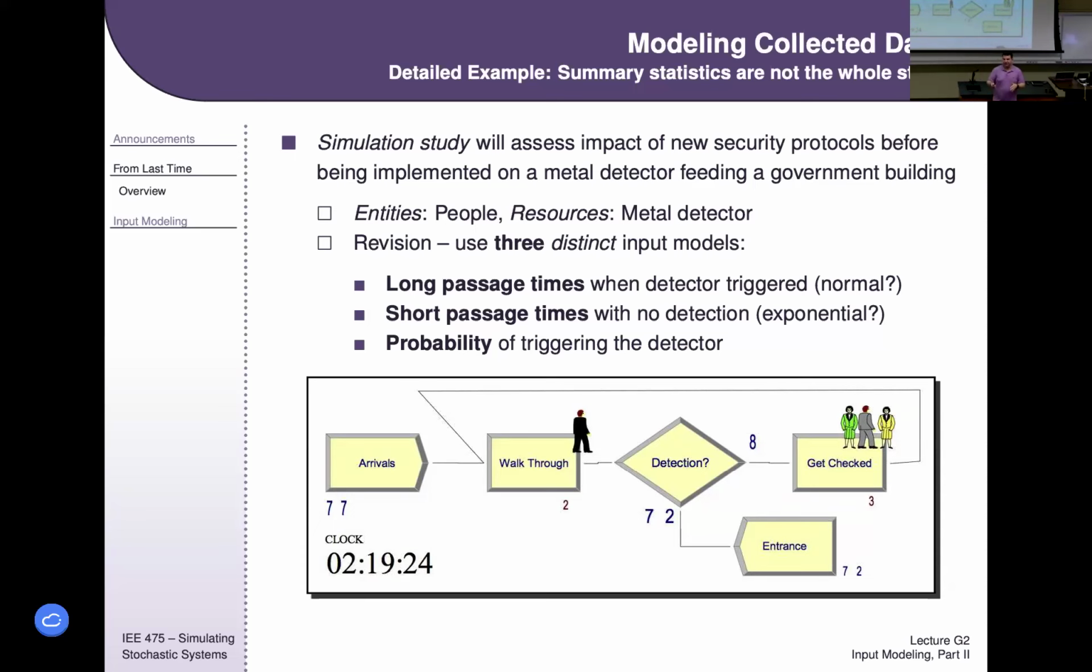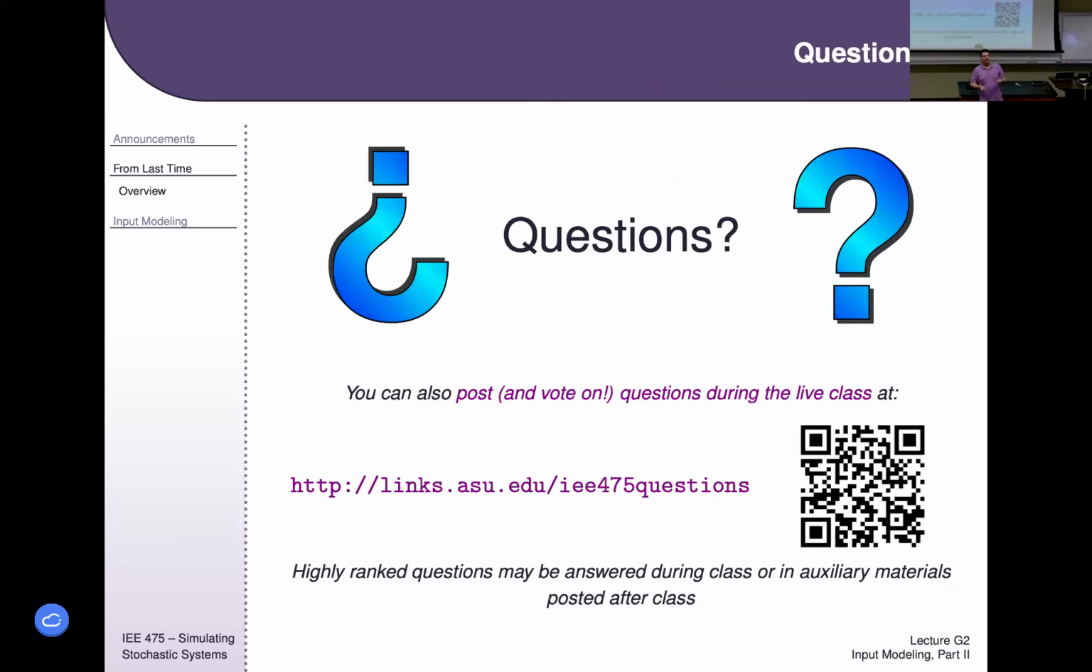Okay, so any questions about that? Let's see how we went from looking at the data to adjusting the model structure to account for weird things in the data.